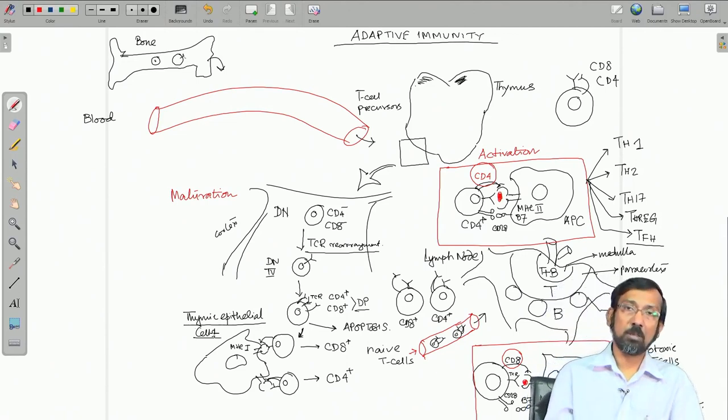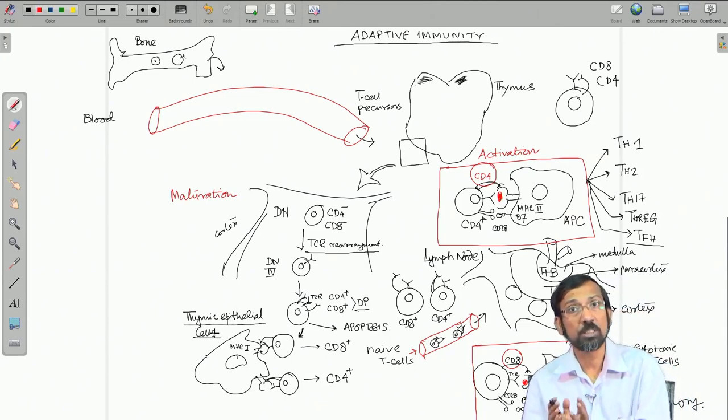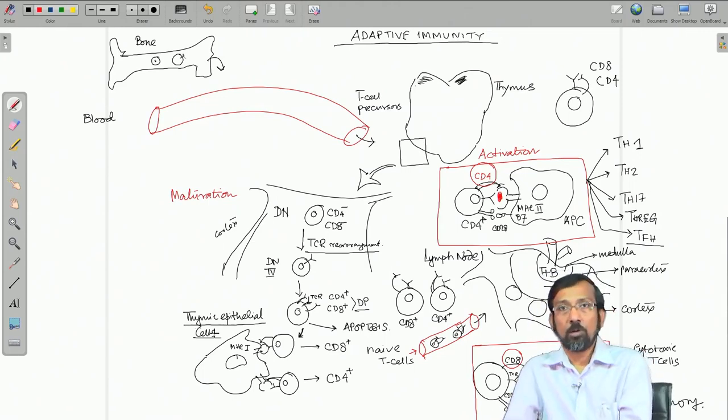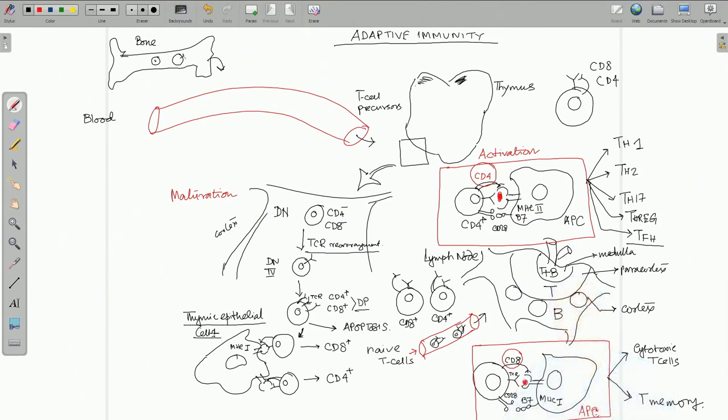Now, they are further subjected to another round of selection by mostly the macrophages or the antigen presenting cells, which express the MHCs on their surface, class 1 or class 2 MHCs. And then finally, the cells which are selected proceed to the lymph node for activation, and those cells which are not selected by the thymic epithelial cells get destroyed or killed by the process of apoptosis, programmed cell death. And then these CD4 plus and CD8 plus cells are still naive T cells, they have not yet met any antigen yet.